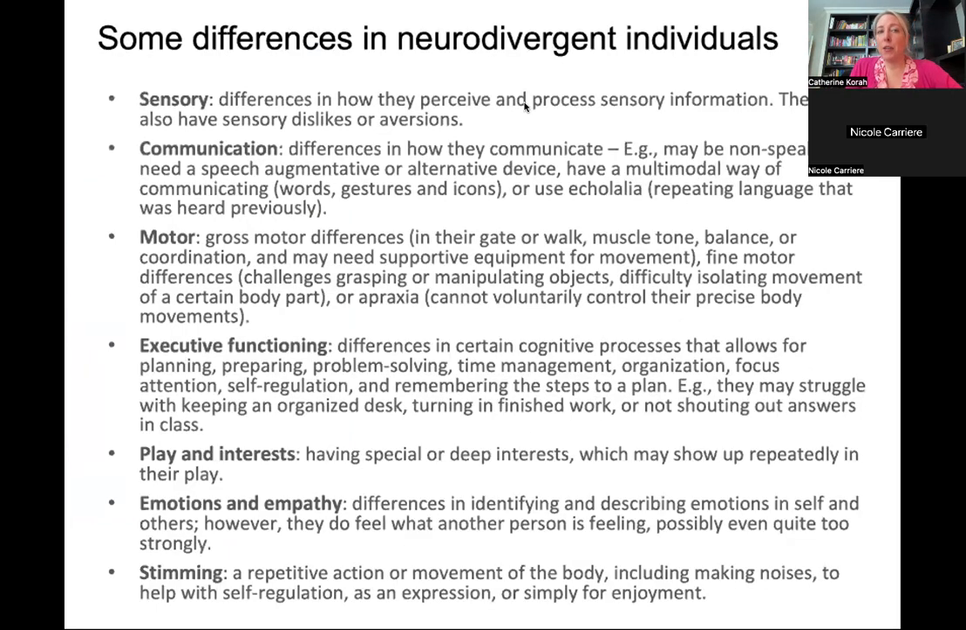Now, some of the differences in the neurodivergent population are not just about the sensory gating system, but there are also differences in the way that their sensory world is taken in. There are differences in communication, where some of them may be non-speaking, or they may need a device to help them with their speech, or they have different multimodal ways of communicating, whether through gestures or icons and not just words. And echolalia is also very common in some neurodivergent individuals, where they repeat the language that has been heard previously.